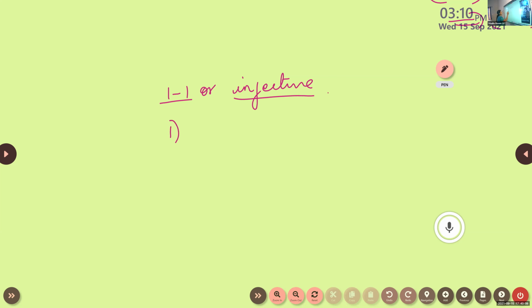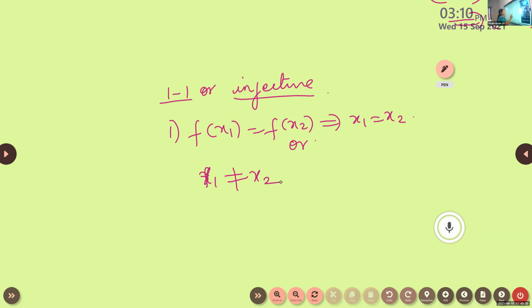So we can give the statement like this: f(x1) = f(x2) implies x1 = x2. Or equivalently, we can say, if x1 is not equal to x2, that is, if the elements are different, then the images are different: f(x1) is not equal to f(x2). Both conditions we can use for one-one or injective.